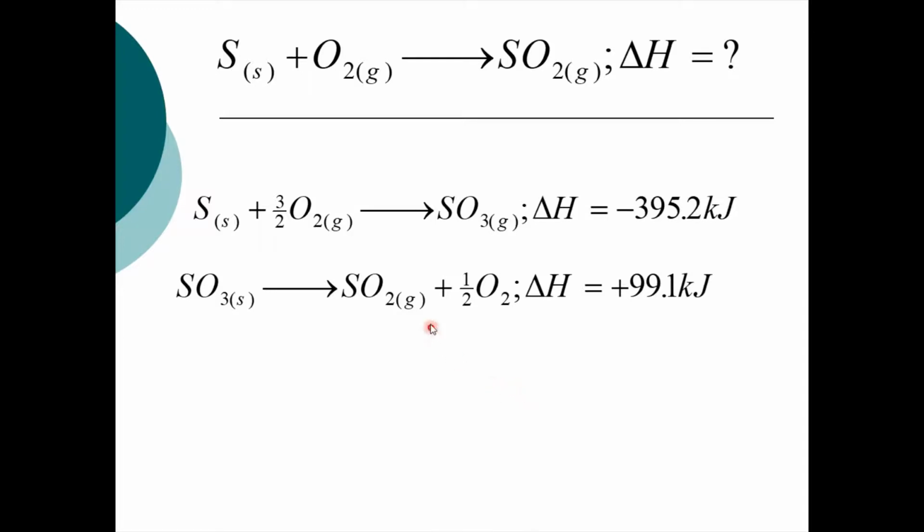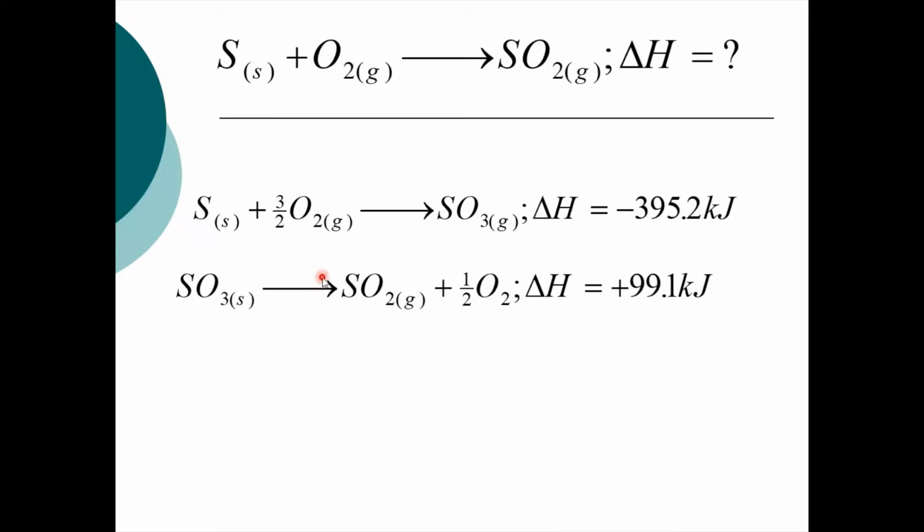Why did I do that? Once again, to get my SO2 on the right side, because my ultimate equation wants SO2 on the right. By doing that, I moved my SO3 over here to the left too. So now there's an SO3 on one side, SO3 on the other. They're probably going to cancel out later on. Now that I have my SO2 in position, my sulfur is already in position. I add up the two equations.